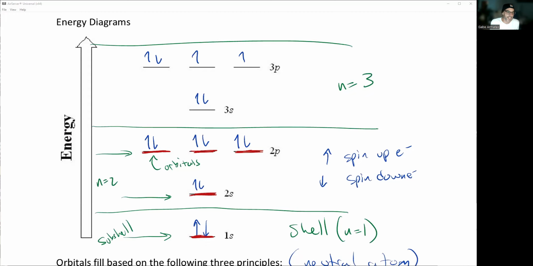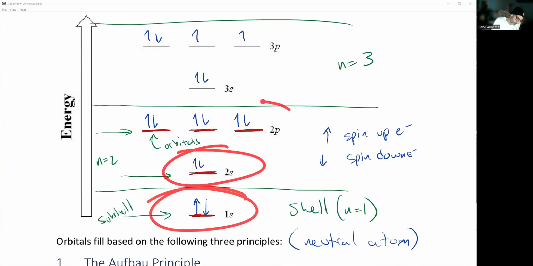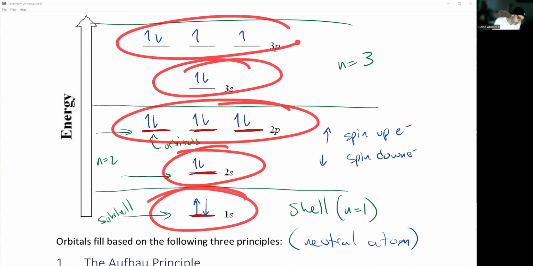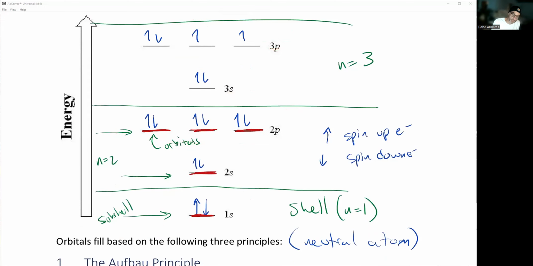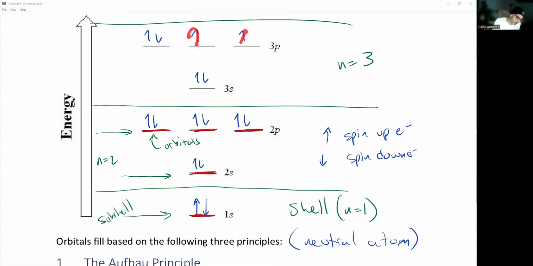Okay, so that's the idea behind it. Again, with the Aufbau principle, we always start at the lowest and we work our way up. With the Pauli exclusion principle, we only do spin up, spin down. And then finally, we always try to maximize the number of unpaired electrons. I'm not going to put it here. I'm going to fill those edges first. Okay, good.